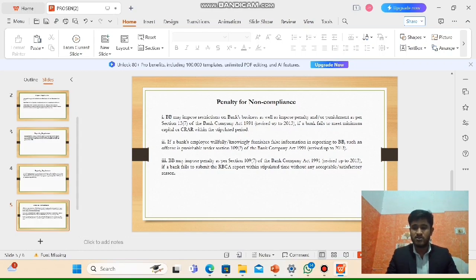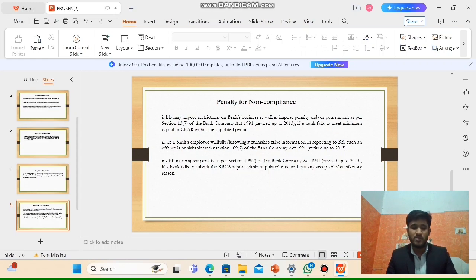The next topic is penalty for non-compliance with this requirement. The very first penalty: Bangladesh Bank can impose various business restrictions, penalties and punishments as per section 13(7) of the Bank Company Act 1991. The next penalty: if any employee willingly submits a false document about the CRAR, that will be considered a punishable offense.